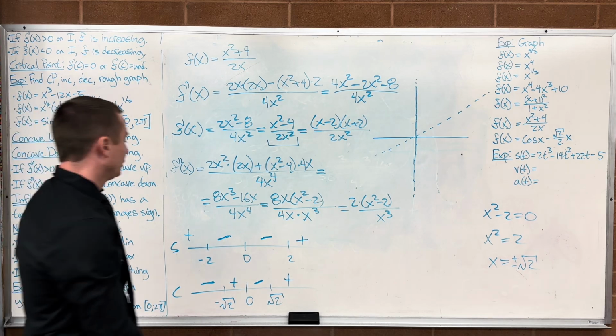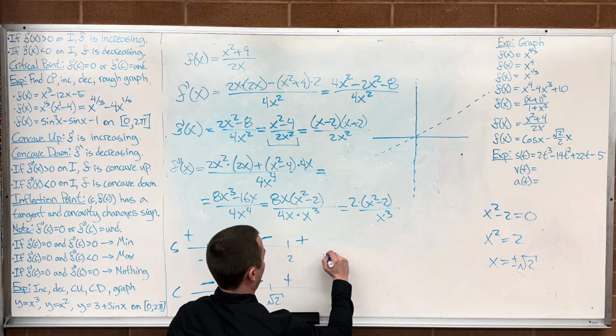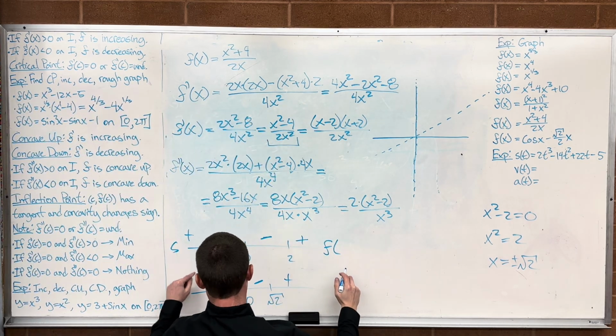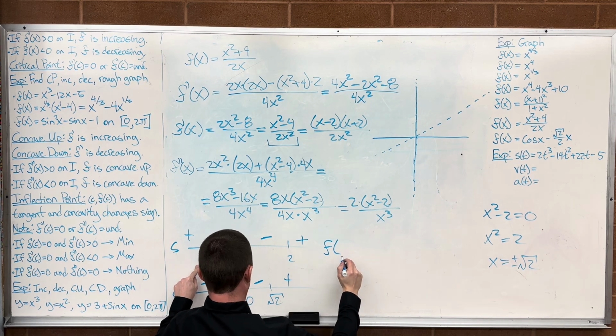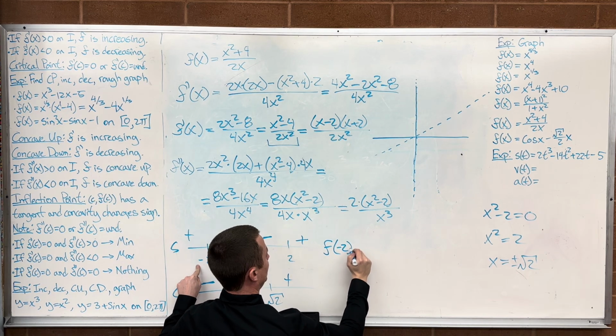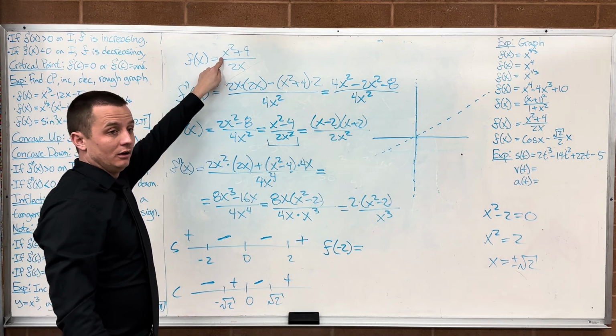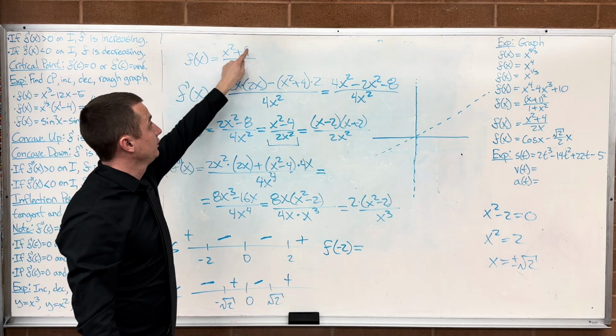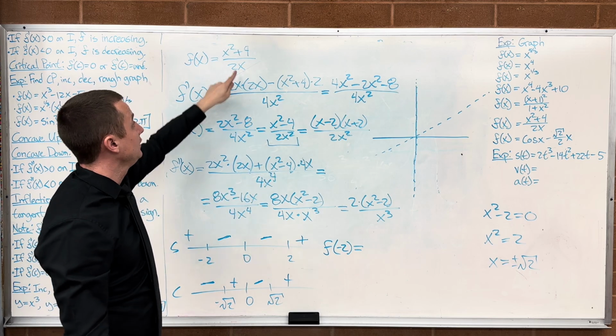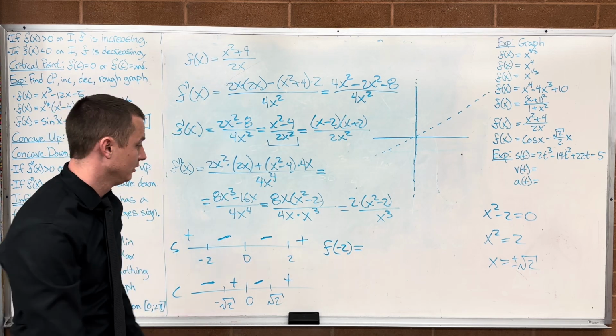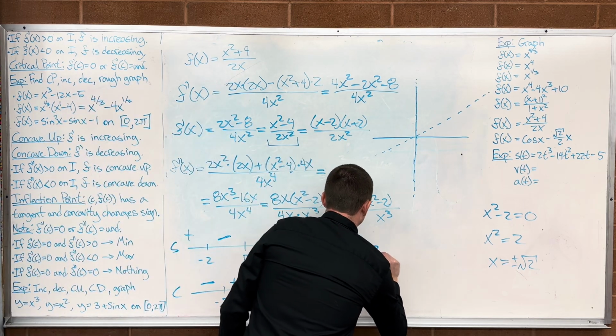And now let's really quick get the height of each of these points, and we're ready to go. So let's look at f at negative 2. We'll go left to right. What is the height of our function at negative 2? 4 plus 4 is 8. Divided by negative 4 is negative 2.